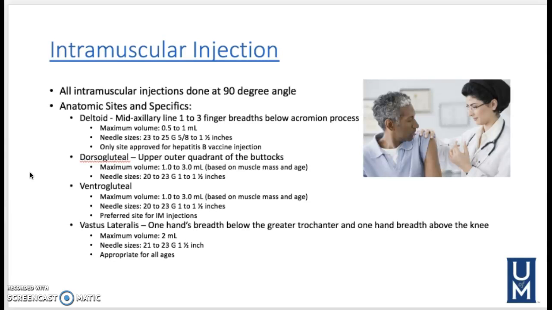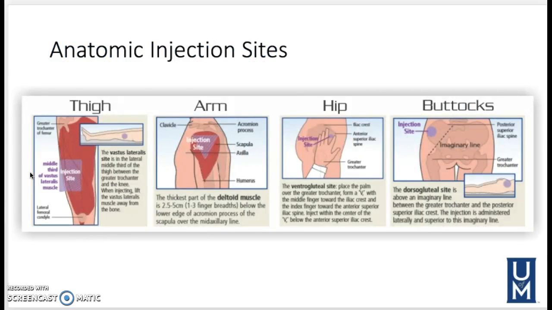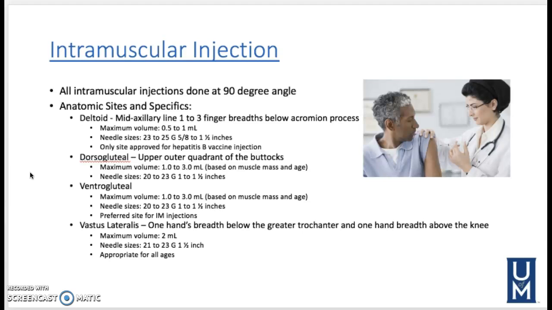Ventrogluteal, this is a different part of the gluteus muscle. We'll talk about this when we look at Simon. We'll kind of talk about all of these different sites. Not used as commonly anymore as the dorsogluteal, but also another part of the gluteal muscle in the buttocks. Here, same as the dorsogluteal, 1 to 3 milliliters, so again, large muscle mass. Same goes for this.